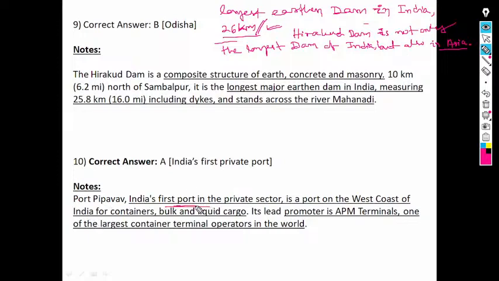Pipavav is India's first private port, in the private sector. It is a port on the western coast of India. Pipavav is here, just a minute, and see the diagram.